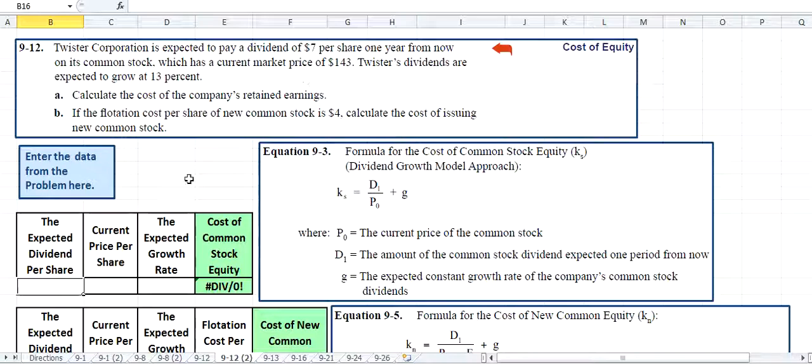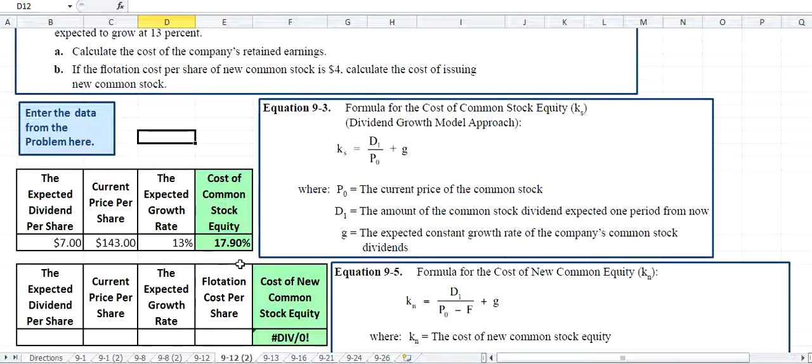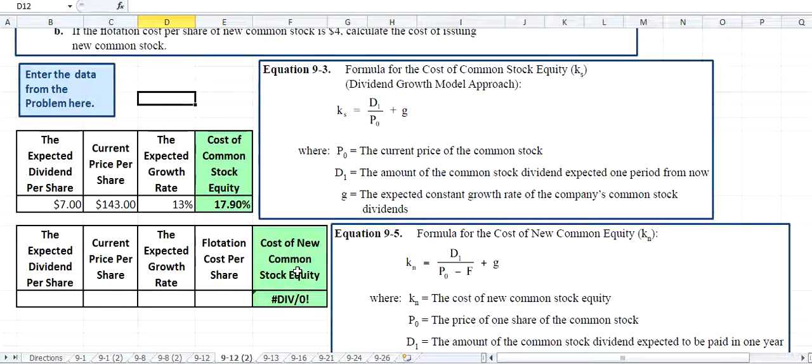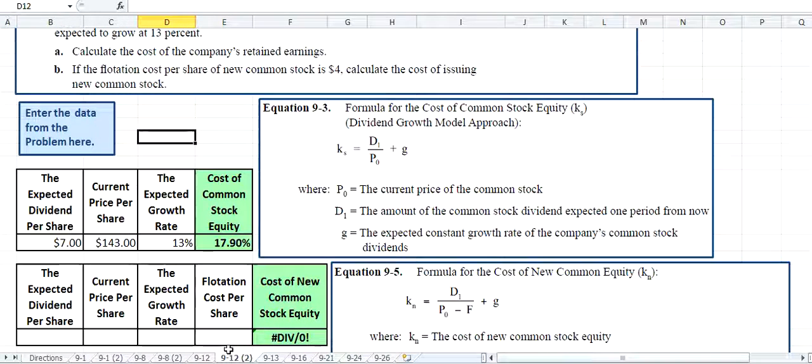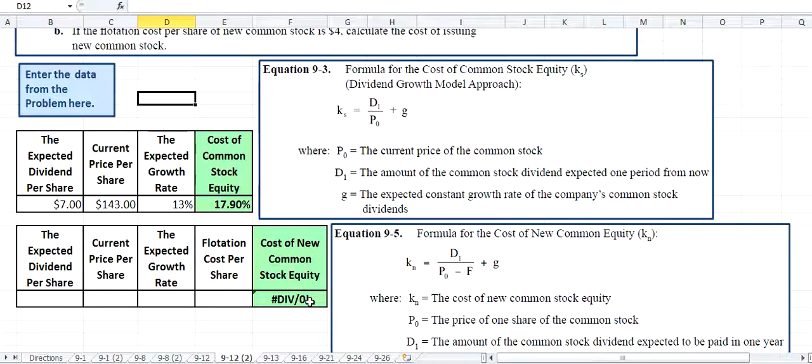So all we need to do is very quickly and easily, I guess, punch in these numbers. So the dividend per share is $7, and the current price per share is $143, and the expected growth rate is 13%. So we plug those in, and we get a cost of common stock equity of 17.9%. Now you do this same thing for your cost of new common stock, except you also factor in right here your flotation cost per share of $4, and you'll get a slightly higher cost here.